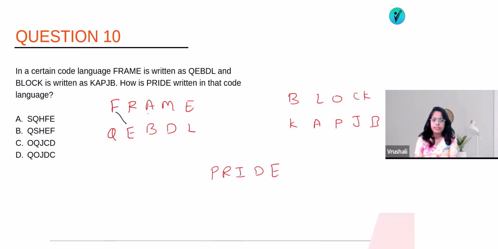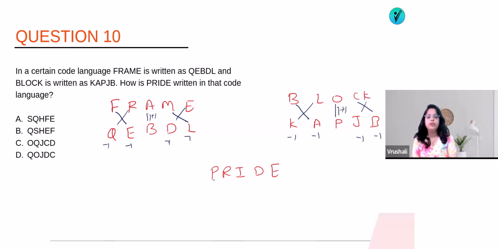F's previous letter is E and R's previous letter is Q. A plus 1 is B. M's previous letter is L. E's previous letter is D. Minus 1, minus 1. Similarly, B's previous letter is A, L's previous letter is K. C's previous letter is B, K's previous letter is J and O plus 1 is P.